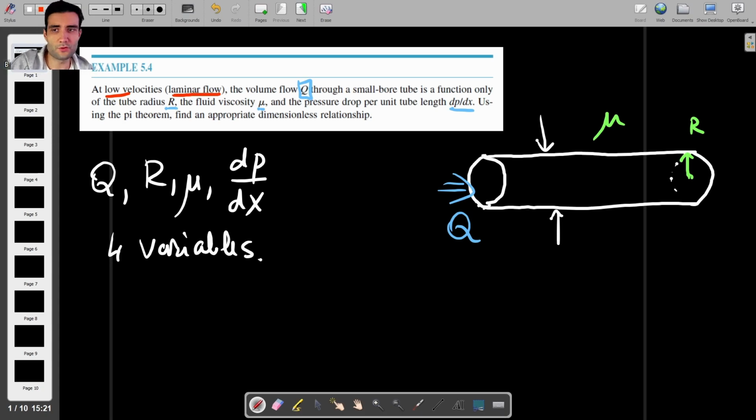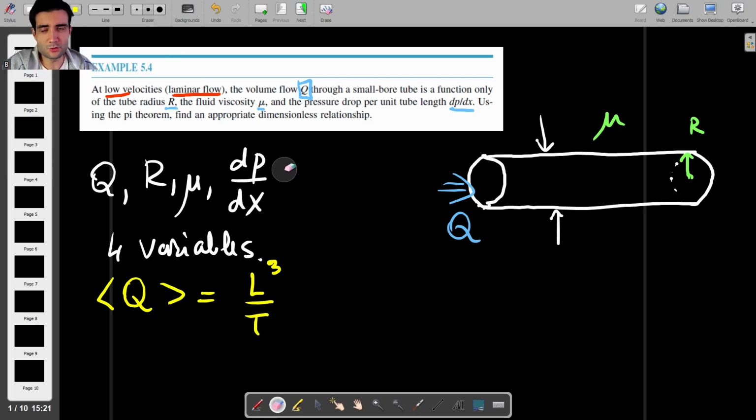And with those four variables, we're going to create our pi groups, okay? But before that, we're going to have to find what the units are. So for Q, we know that this is usually meters cubed per second, right? But I'm not going to use meters cubed per second. Instead of meter, I'm going to use length cubed, and instead of second, time. So rather than using just SI units, I'm going to go even more general and say that's length cubed over time, or I can just write this as L cubed t to the minus 1.